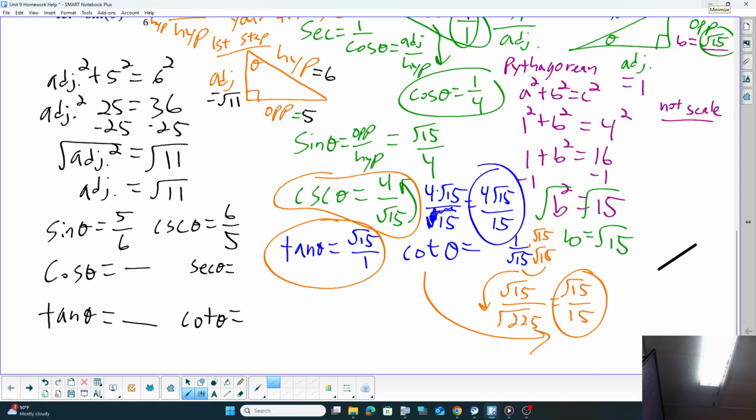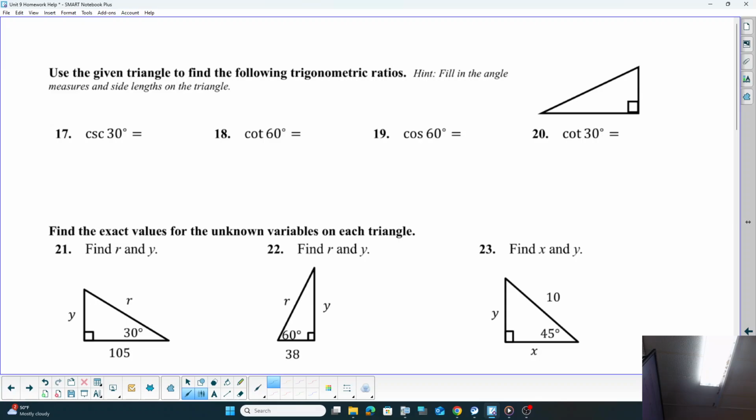So this is where we finished off last time doing the 6 trigonometric functions. Now we're going to try solving just for an individual one. Use the given triangle to find the following trigonometric functions and ratios. Fill in the angle measures and side lengths on the triangle. So what is cotangent of 60 degrees?